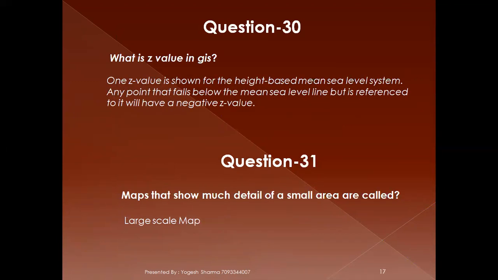What is the Z value in GIS? Everyone knows the Z value shows the height based on the mean sea level system. Any point that falls below the mean sea level line, but is referenced to it, has a negative Z value.